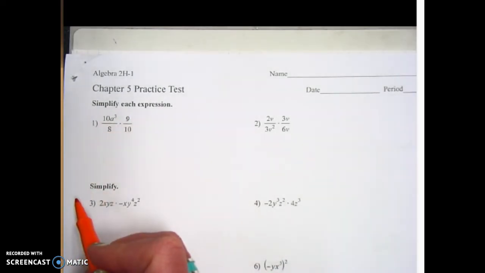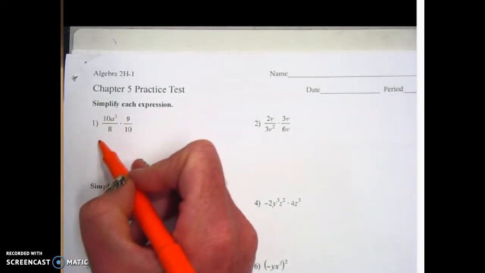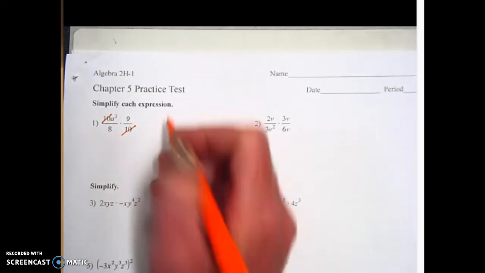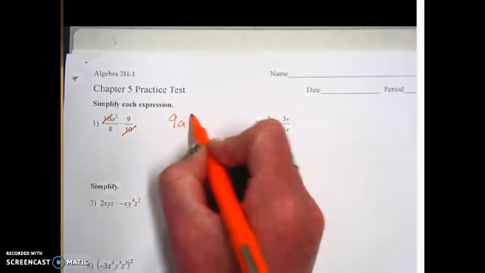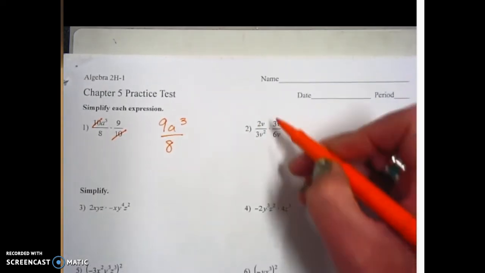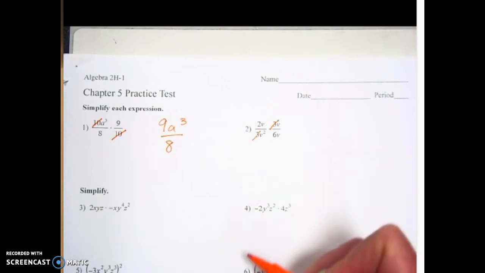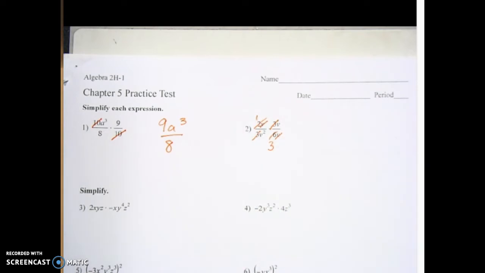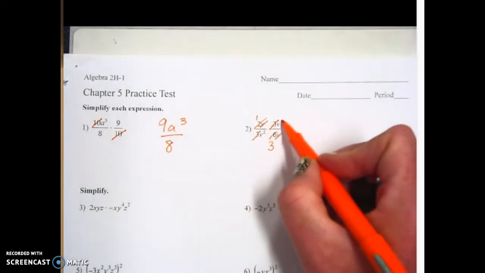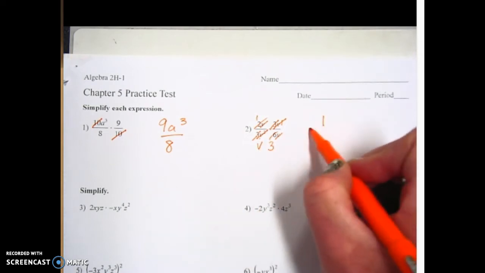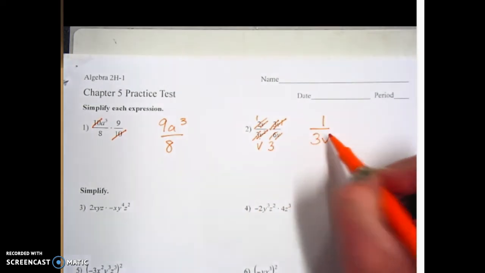All right, so you're going to look to see if there's anything you can reduce or cancel. So I'm seeing 10 and 10. No other A's, so let's see, that's 9a to the third over 8. Number 2. Cancel the 3's, cancel the v's, reduce the 2 and the 6 to 1 and 3. So a v to the first and a v to the second. So that one completely cancels, and that leaves us with v. So we've got 1 over 3v.